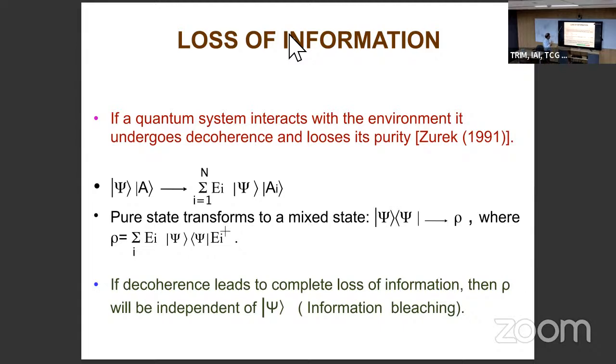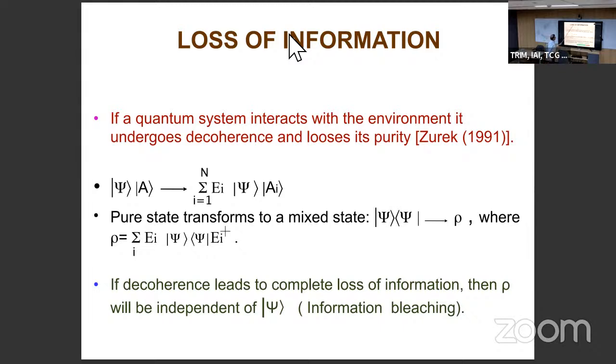So essentially, your purity gets tested when systems start interacting with the external world. And in some extreme situation, if decoherence is very drastic, that can lead to complete loss of information. That means the final state rho that you get at the end of your physical dynamics is completely independent of psi. If that happens, I call that information bleaching. So whatever information was there in the initial state completely bleaches out. Finally, you don't have anything left over.